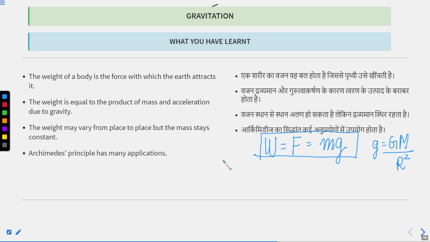Then we learned about what is thrust and what is pressure. We also compared the weight of any object on the moon to the weight of the object on the earth. Then we learned about thrust, pressure, and buoyancy. In the end, we learned about Archimedes' principle, which has many applications in the real world. Is it clear, class?